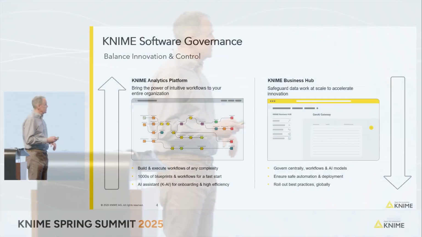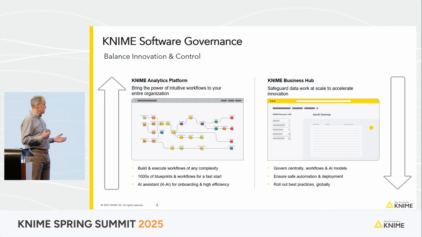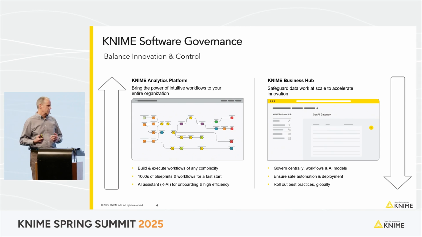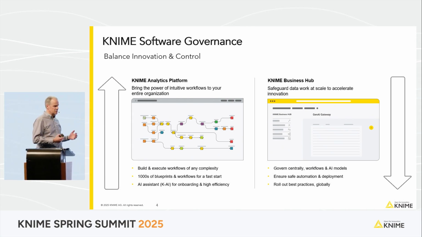Okay, so when we think about governance within KNIME, within the two products that we have, the analytics platform and the Business Hub, it's really a balance between innovation and control, right? You don't want so much control that people don't innovate anymore, but you also need to be able to put things in production in a way that is safe and that works and is protected.